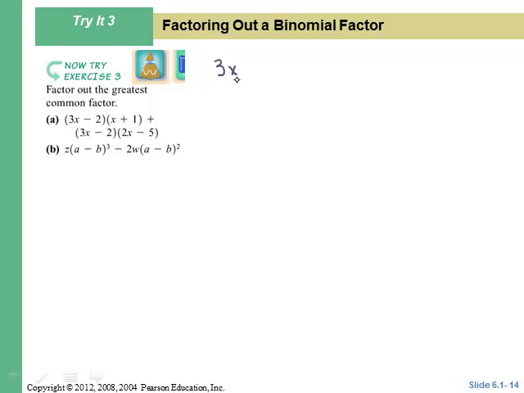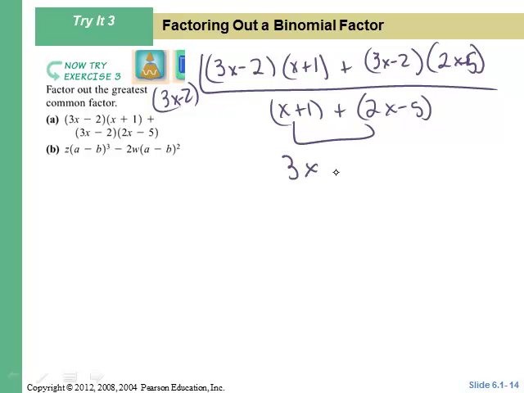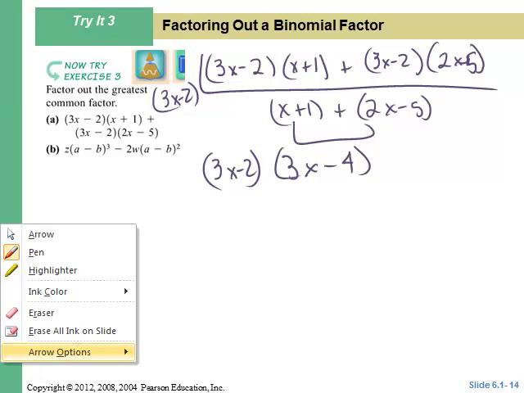Okay, 3x minus 2 times x plus 1 plus 3x minus 2 times 2x minus 5. Okay, we can factor 3x minus 2, and we're left with x plus 1 plus 2x minus 5. X and 2x makes 3x. 1 minus 5 is minus 4. So our factored form is 3x minus 2, 3x minus 4. Next one, I'm going to change colors here.